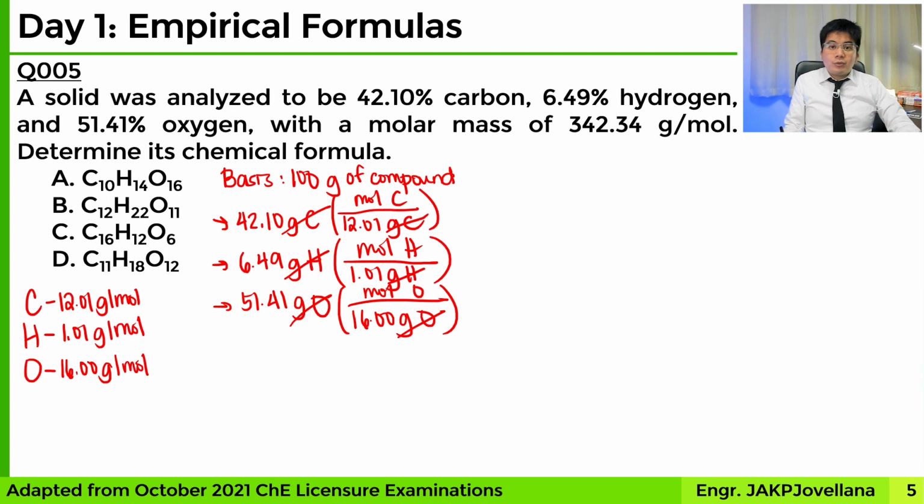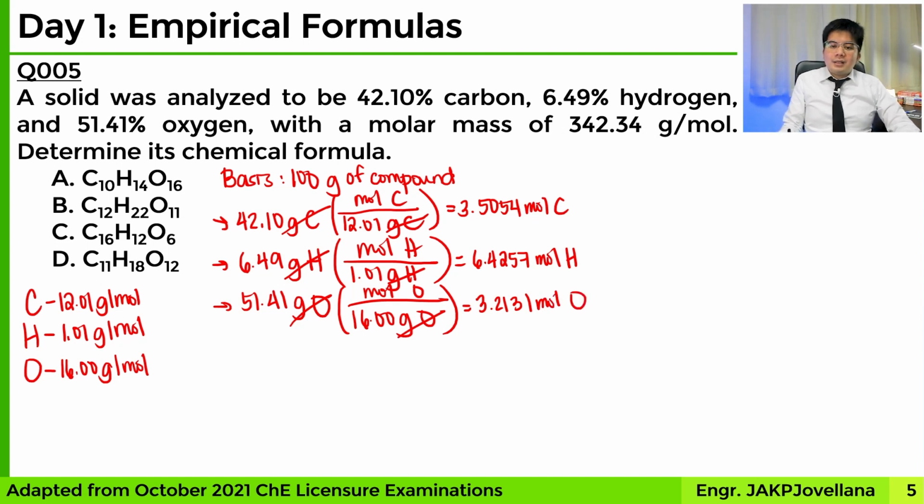So in our basis of 100 grams of compound, we can calculate the amount of moles of carbon, hydrogen, and oxygen. So calculating for carbon, we have 3.5054 moles of carbon. For hydrogen, we have 6.4257 moles of hydrogen. And for oxygen, we have 3.2131 moles of oxygen.